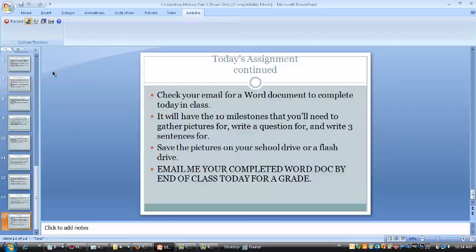So that's kind of your pattern, and that's the worksheet that I sent you. It has the milestones on there, and it has the Pascal example, and that's kind of what you need to follow. So take the rest of class, work on that. Save your pictures somewhere that you can get to them. I don't need those. But email me your completed Word document by the end of class today for a grade. Or, as far as you got, email it to me, and the rest will be for homework.